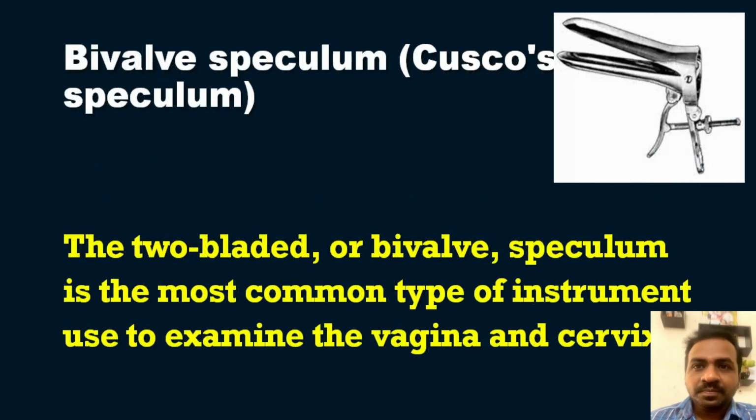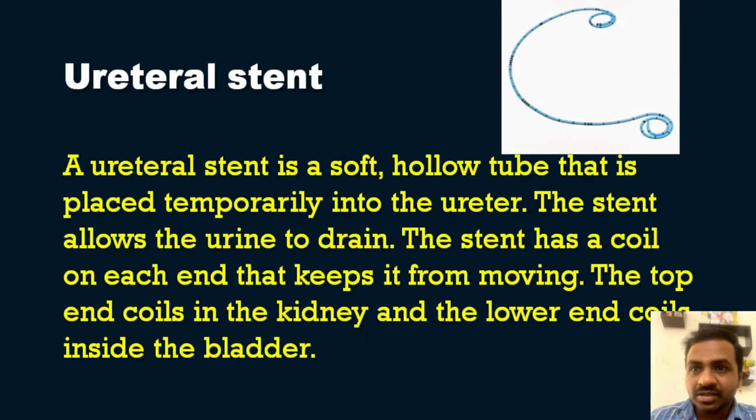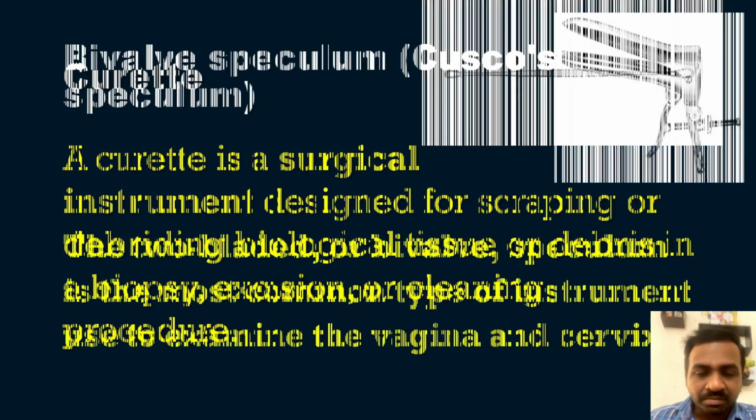Then the last option was the bivalve speculum or the Cusco speculum. So what is a Cusco speculum or bivalve speculum? This is a two-bladed or bivalve speculum, which is the most common type of instrument used to examine the vagina and cervix. I think you know this, a very frequently used instrument in OBG. So from this question you are getting information regarding four picture based questions.